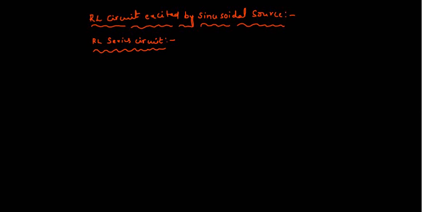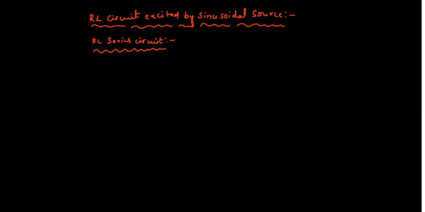In today's lecture we are going to discuss the RL series circuit. To analyze that, let us draw the diagram first. We need to take one resistor and one inductor in series. This one is my resistance, and this one is the inductor, both connected in series.